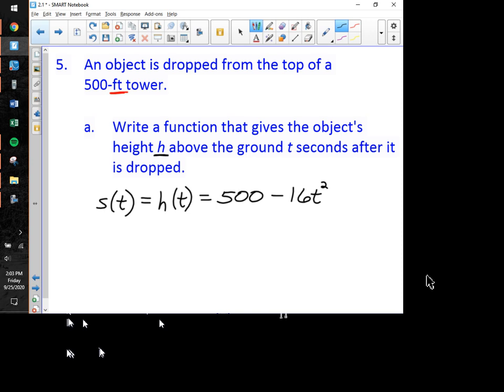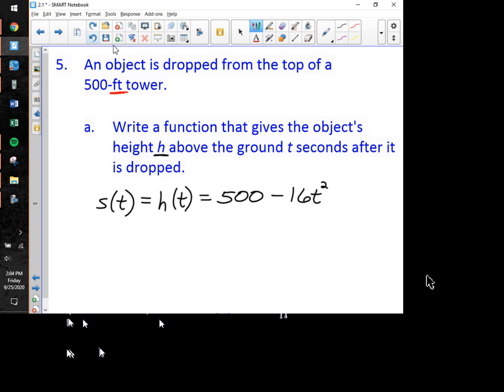If you had tossed that thing up in the air, let's say with an initial velocity of 50 feet per second, you actually would have added a 50t right here. And now you end up with a full quadratic trinomial. But this problem said nothing at all about throwing the object up or down. In fact, the important word here is dropped. And when something is dropped, that means that it is simply released, and we didn't put any effort into throwing this thing up or down.